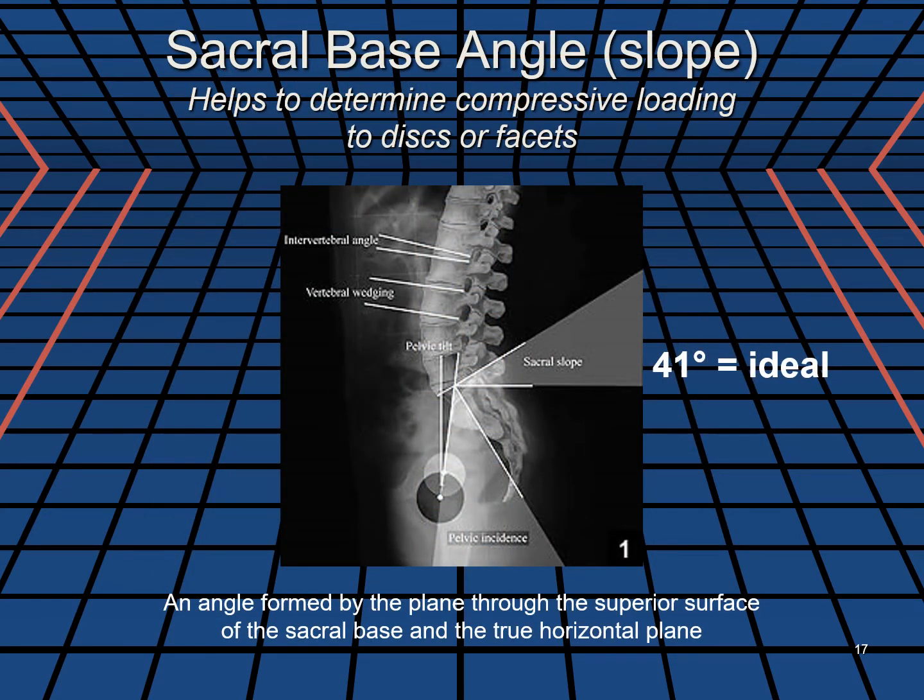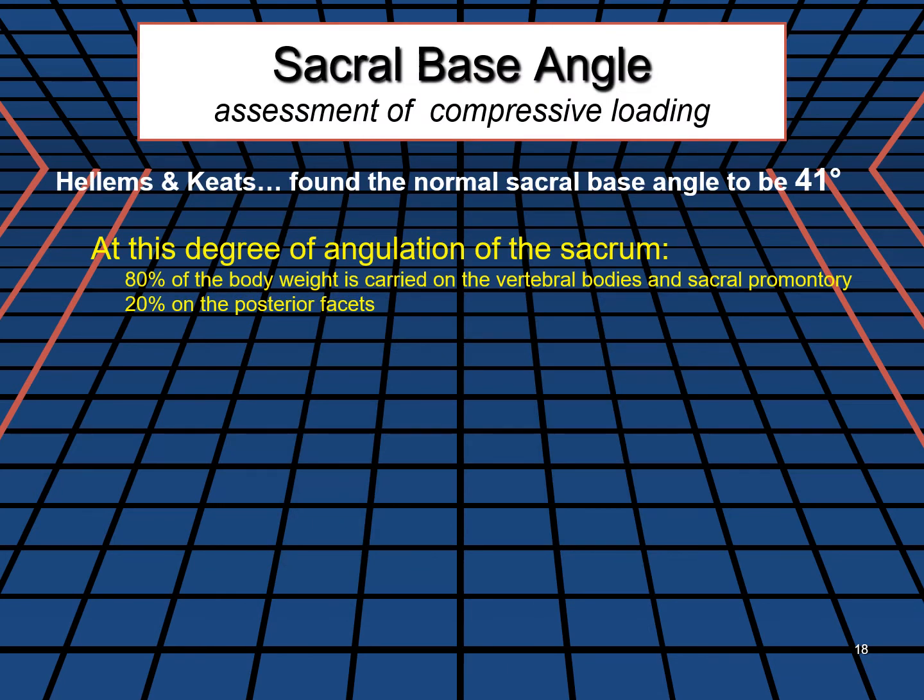All right, and then the sacral base angle or the slope. This really just helps to determine if there is an appropriate compressive loading into the discs and facets, or if one is getting too much or the other is getting too much. The ideal sacral base angle is 41 degrees, and this was determined by Helms and Keats in their research. At that degree of angulation, 80% of weight bearing is carried by the vertebral bodies and 20% by the posterior facets.